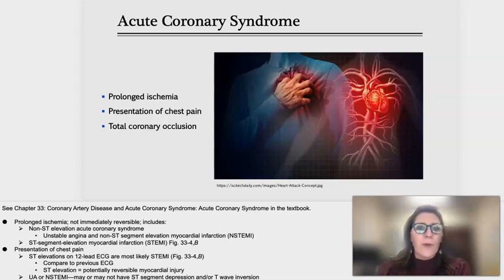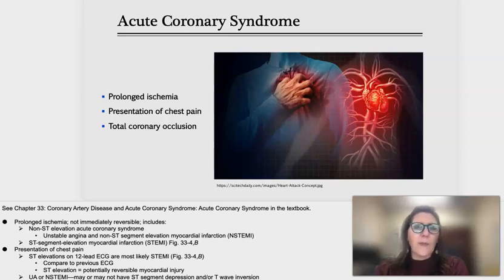But for this, the prolonged ischemia is not immediately reversible, but this could be either a non-ST elevation. So when we say ST elevation, we're talking about the EKG rhythm. I'm sorry, I'm mixing up my words here, but it is the EKG rhythm. And so when we talk about the ST elevation, it's when you're looking at that 12-lead or that EKG rhythm to look at the acute coronary syndrome. So unstable angina and non-ST segment elevation MI, that's a non-STEMI.